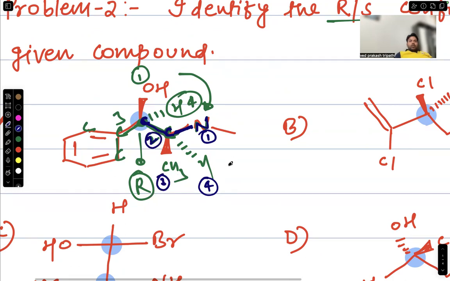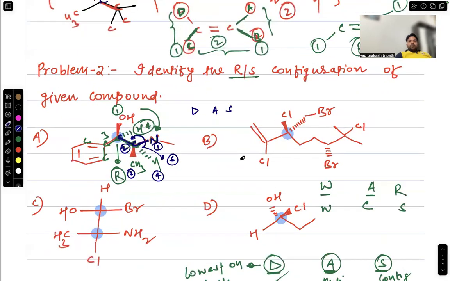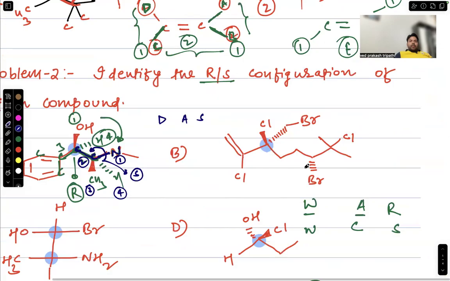Now move 1 to 2. So this is the movement of 1 to 2, and it is going anti-clock, lowest on dash. So dash NT would be S. So this would be S. The second chiral center would be S. This is S. Make sense? Tell me everyone, it makes sense? Yeah, please reply everyone.